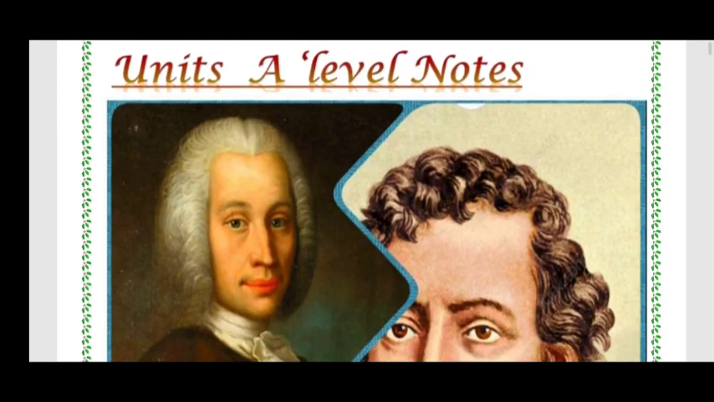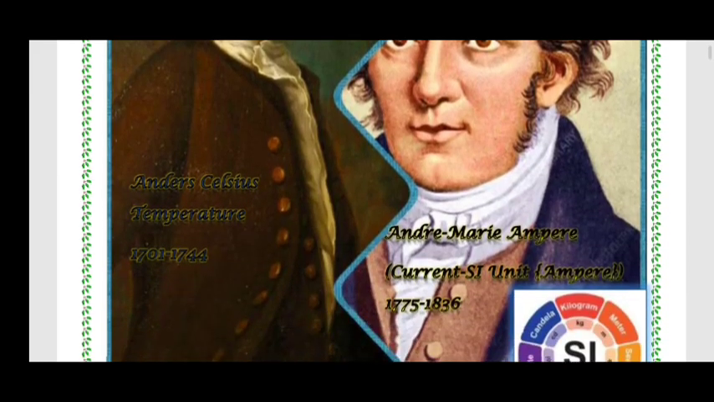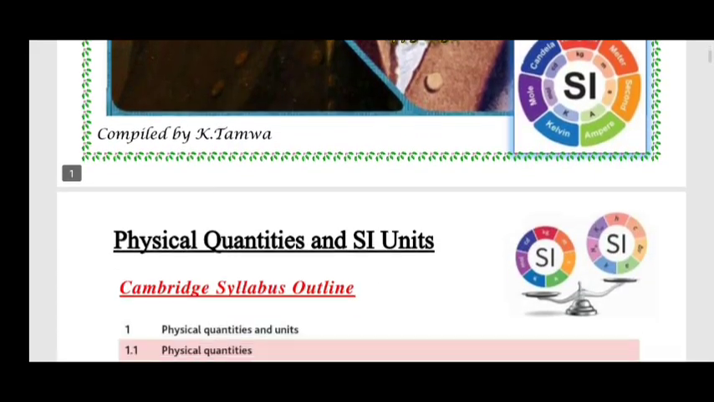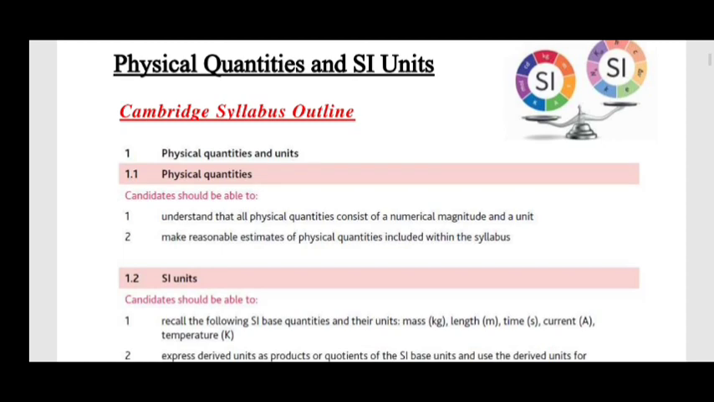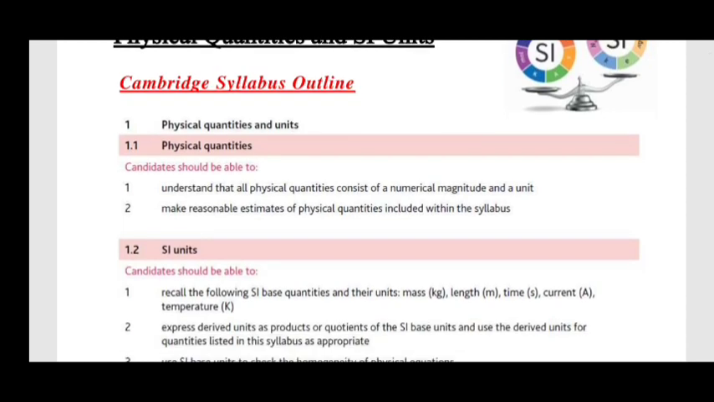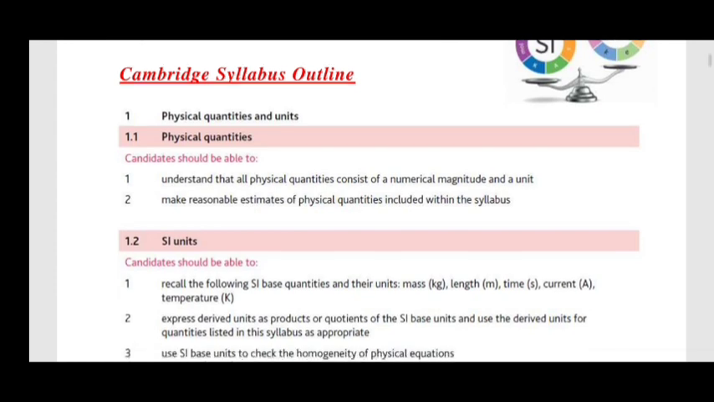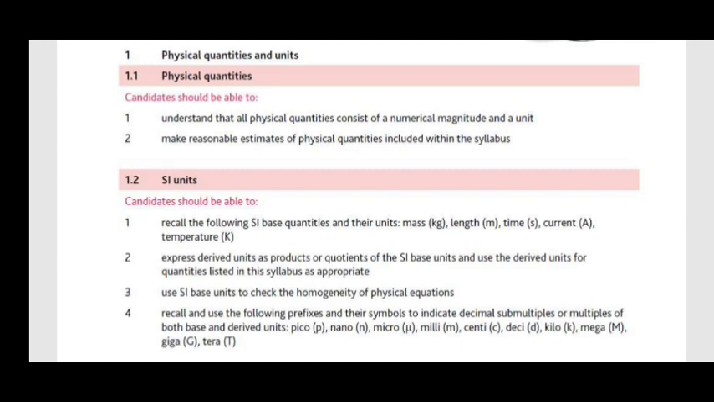Today we're going to be talking about physical quantities and units for A-level. We'll first start off by looking at the Cambridge syllabus as well as the Zimsec syllabus. For the Cambridge syllabus, we're asked to understand that all physical quantities consist of a numerical magnitude as well as a unit. And we're also going to record the following SI base units, which are mass, length, time, current, and temperature.